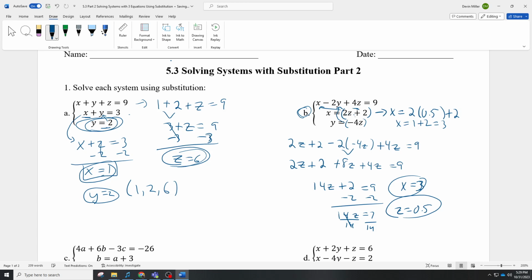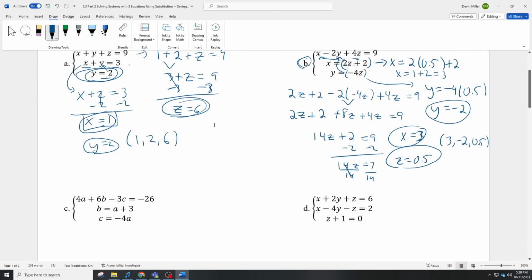Then plug the 0.5 back into the last equation for y. So it'd be y equals negative 4 times 0.5, and that will simplify to negative 2. So there's all three of the ones we need. So it has an x, y, z, which you don't necessarily have to do, but this would be 3, negative 2, 0.5. So if there are 3 equations and 3 unknowns, you're able to solve for all 3 of them, but you need to have 3 answers in the end.